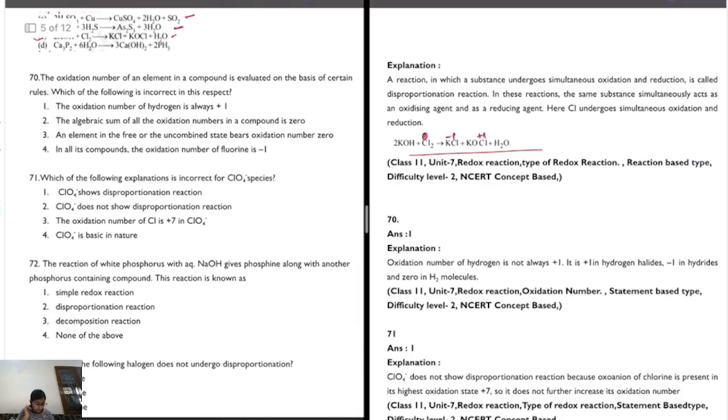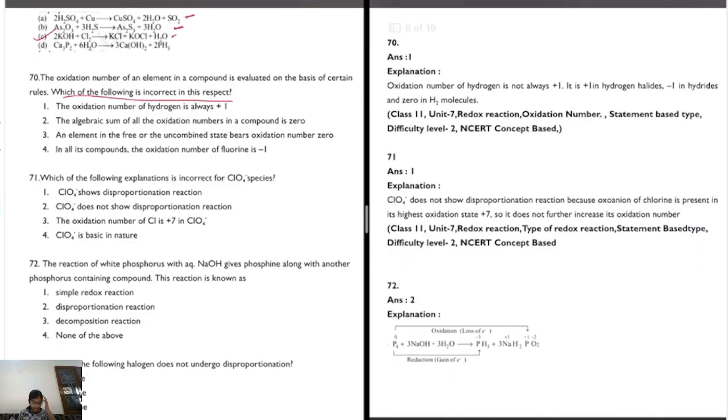In the next question, the oxidation number of an element in a compound is evaluated on the basis of certain rules. Which of the following is incorrect? You'll have to tell which of the following is an incorrect rule. The oxidation number of hydrogen is always +1. No, this is totally wrong. This is the answer. Why? Because the oxidation number of hydrogen can be 0, for example in H2, the oxidation number of hydrogen is 0. In hydrides, it is -1. For example, in NaH, we saw earlier, for hydrogen it is -1. Therefore, this is the incorrect statement.